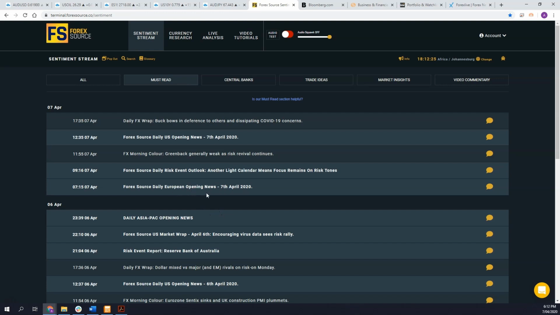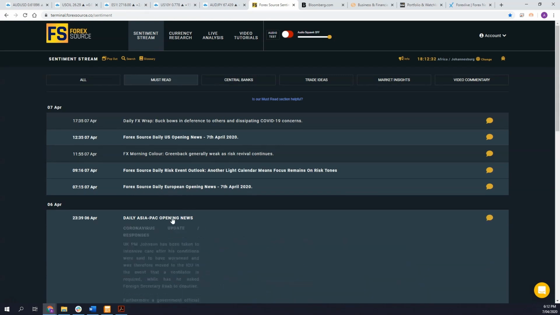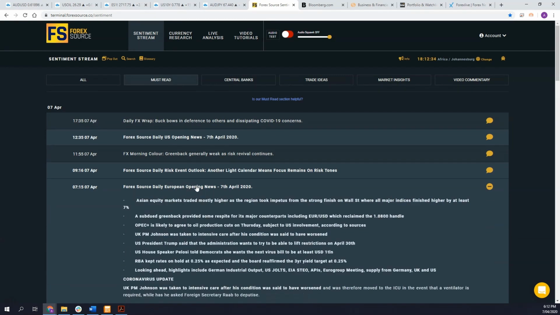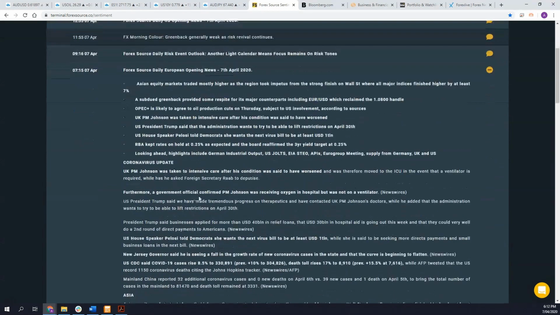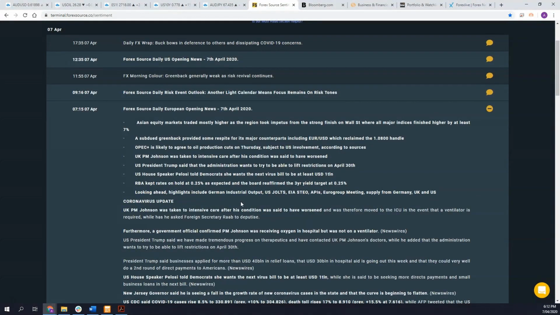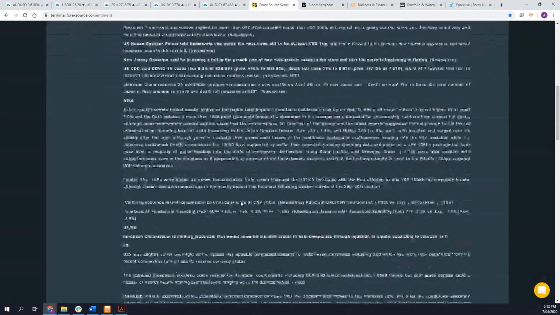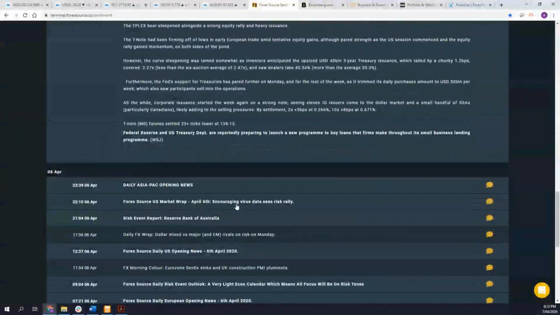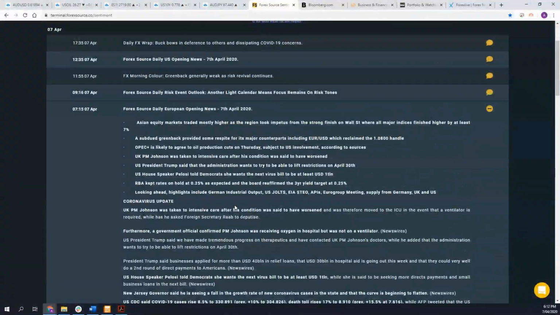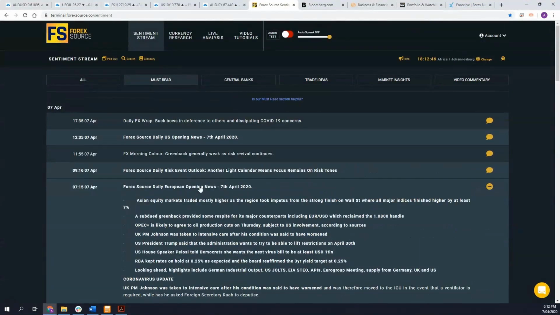Now, normally when I get to the screen, the opening news, the European one isn't loaded yet. So I normally start with the daily Asia Pac opening news. Once the European one is in the terminal, I'll read through that, basically going through all of the major events that are moving the various asset classes across the board, especially the events that might have taken place while I was away from the screens.